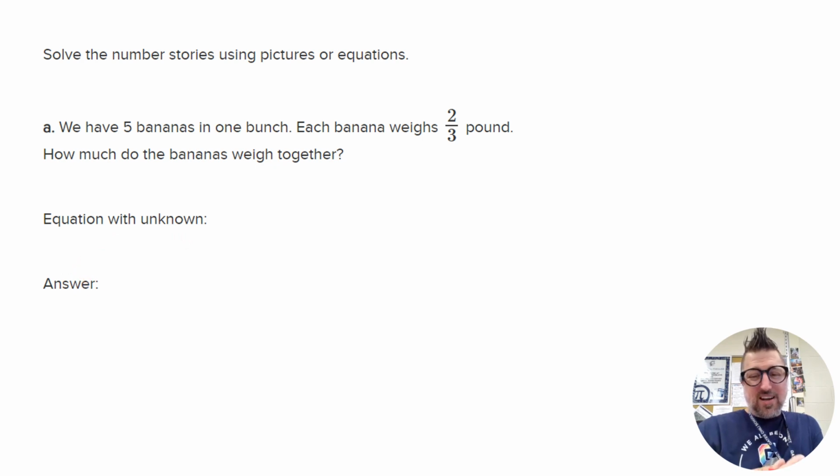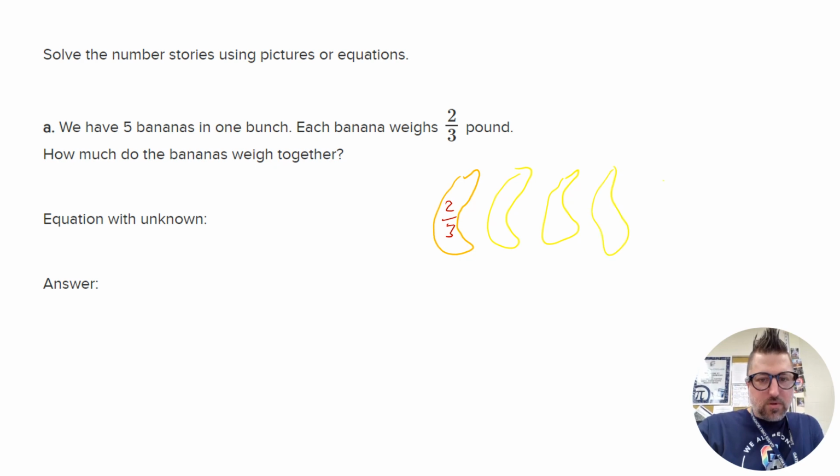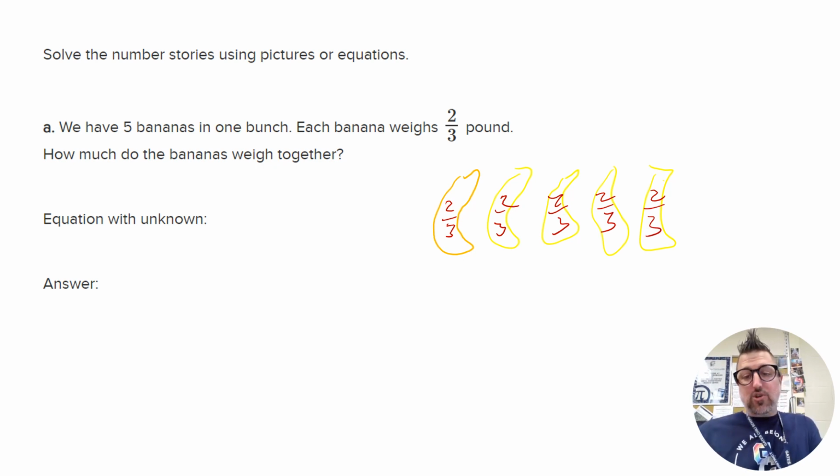All right, so I like to start fraction things with a picture. I know that I have a banana that weighs 2/3 of a pound. More, I know that I have 5 bananas in a bunch. So each one of these is 2/3. One, two, three, four, five. Good. So I can do this 2 different ways.